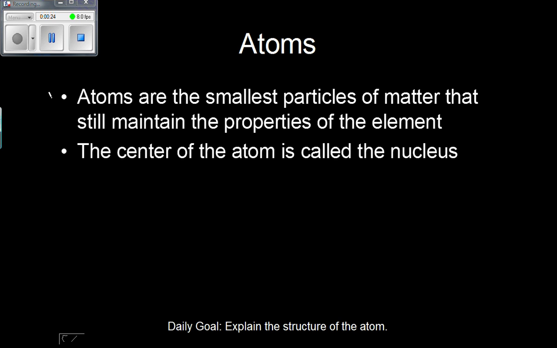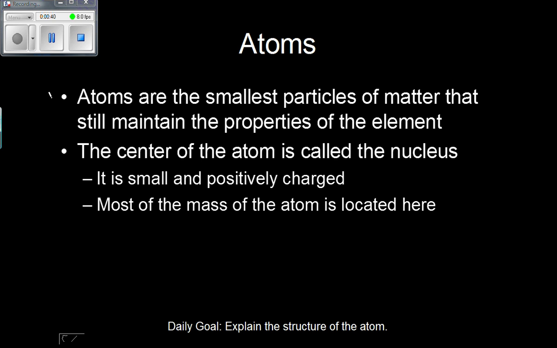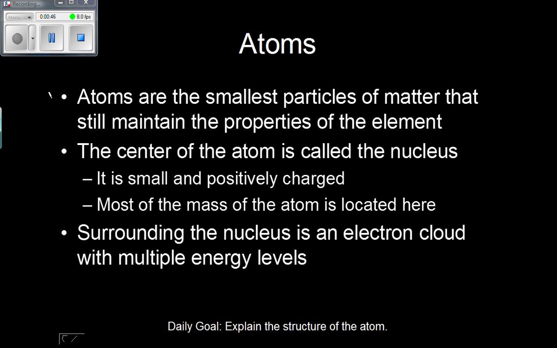We call the center of the atom the nucleus. Nucleus means center. The nucleus is small and positively charged. If you were to take an atom and make it into the size of a baseball field, the nucleus would only be the size of a marble. Most of the mass of an atom is located within the nucleus. Surrounding the nucleus is an electron cloud with multiple energy levels, or orbitals.